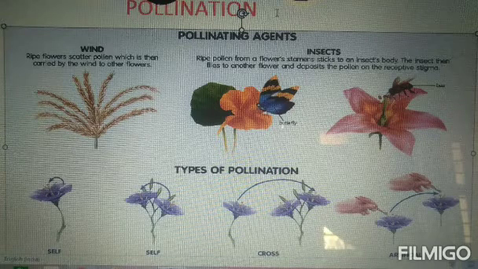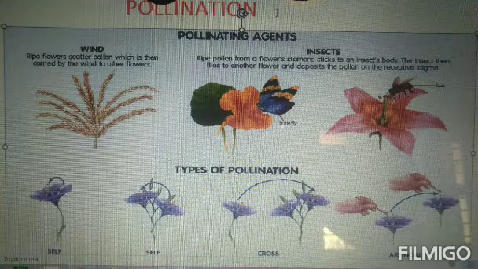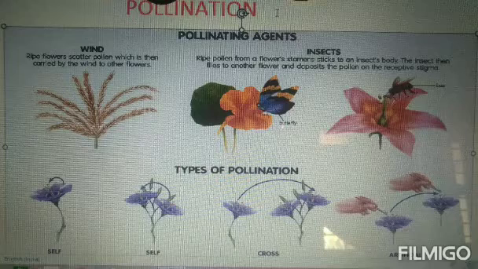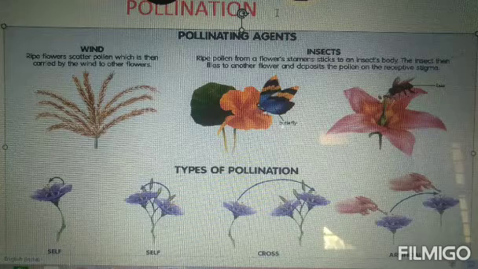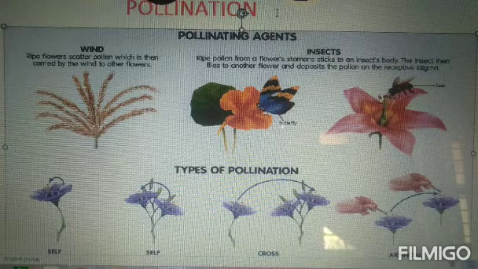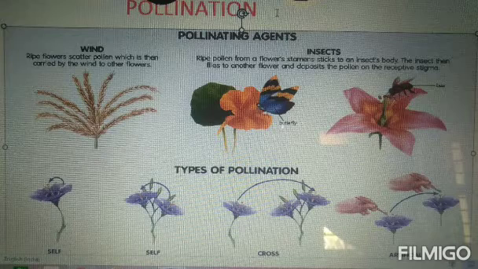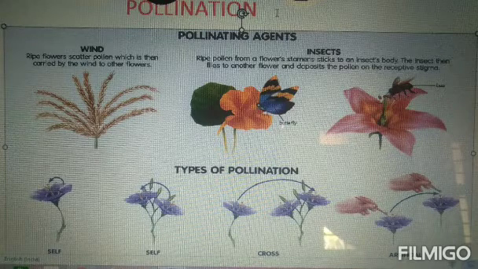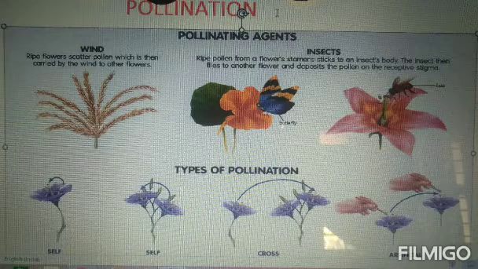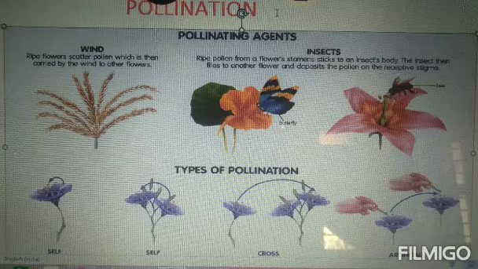So in self-pollination or autogamy, the pollen grains get transferred from anther to the stigma of the same flower. And another type of self-pollination is geitonogamy. In geitonogamy, the pollen grains get transferred to the stigma of another flower on the same plant. That is called geitonogamy.